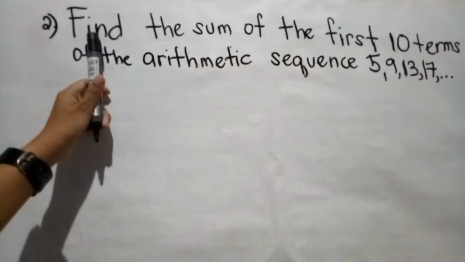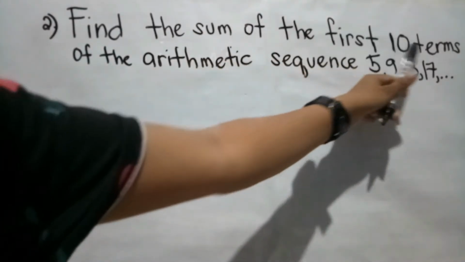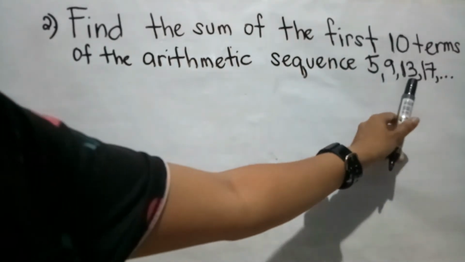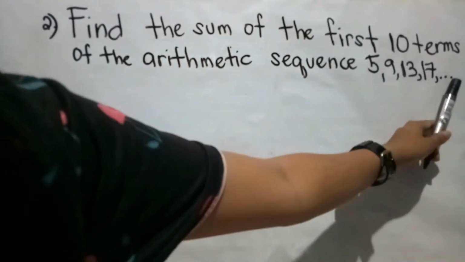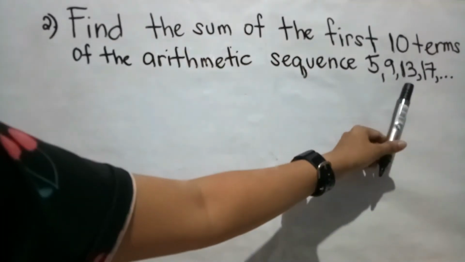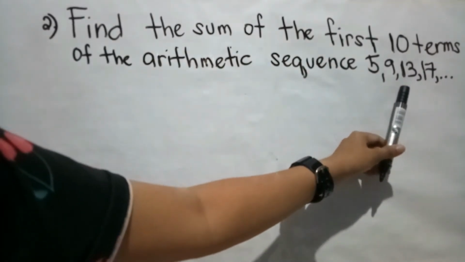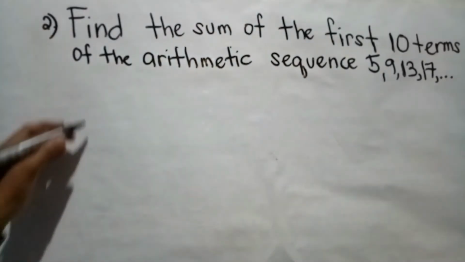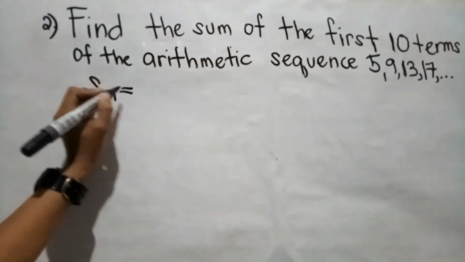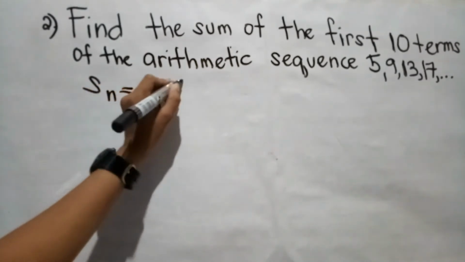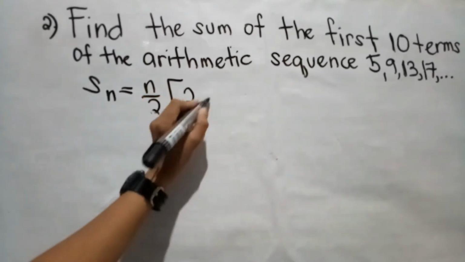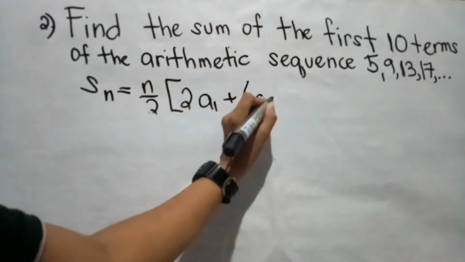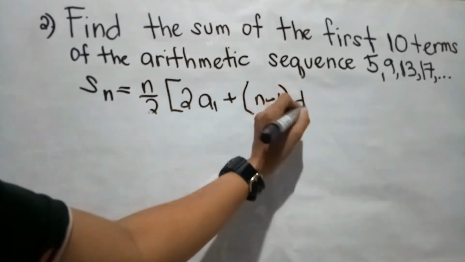Example number 2. Find the sum of the first 10 terms of the arithmetic sequence 5, 9, 13, 17 up to the 10 terms. Since we don't have the last term in the given example, the formula that we are going to use is the second formula, which is S sub n is equal to n divided by 2 multiplied by 2 times a sub 1 plus n minus 1 multiplied by d.